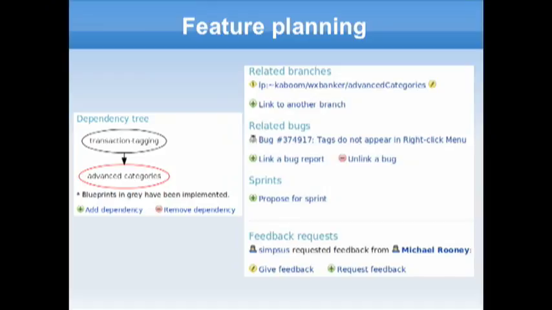The feature plans are pretty cool, so not just bug reports, but tracking actual features. So something bigger than a bug report, like a user story, you could track here, and you can see which code branches are related to your feature, which bugs are related, and on the left it's showing a dependency graph, so you can see that this advanced categories blueprint depends on transaction tagging, so you know what to implement.